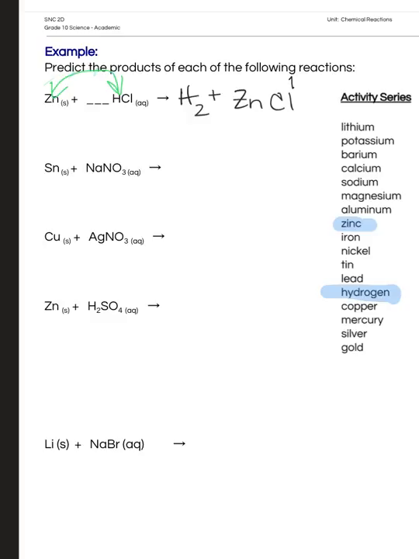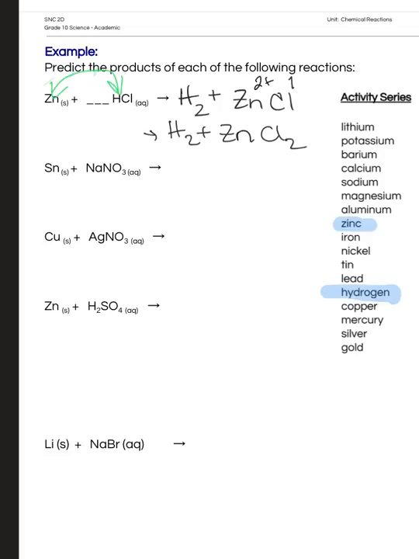So this is, again, where you're going to pull up your periodic table. So if I pull up my periodic table, even though zinc is in the transitional metals, it will only have one charge, and it's the most common charge, which is 2 positive. Okay, so 2 positive. So when I rewrite this here, I have H2 plus ZnCl2.